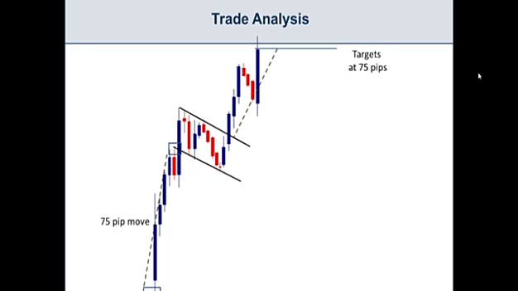And as you can see, trading patterns is not as straightforward as you would think. You have to actually measure the moves. You have to actually know where to put your stop losses and where you have to pick your entries.